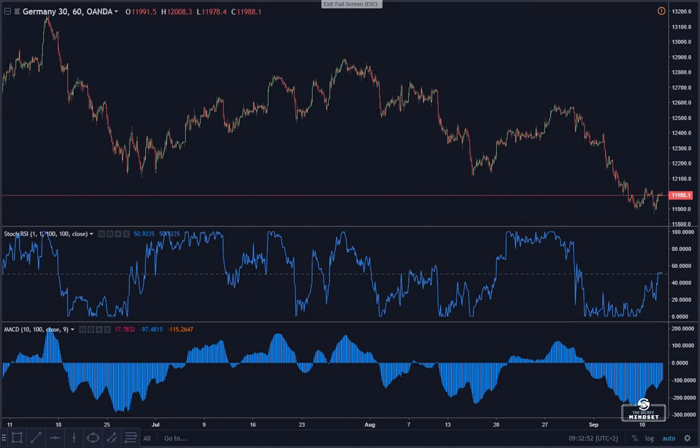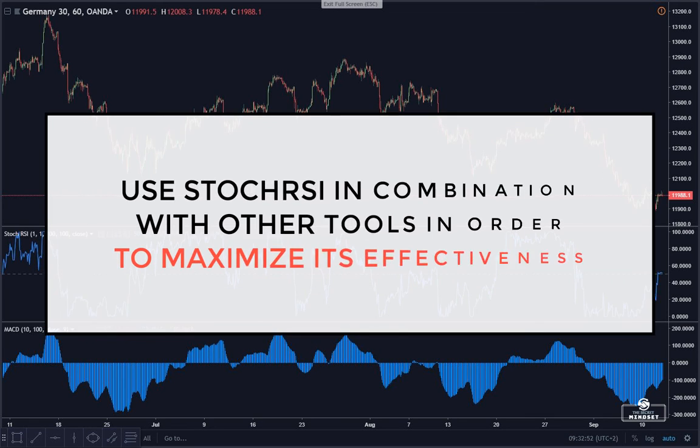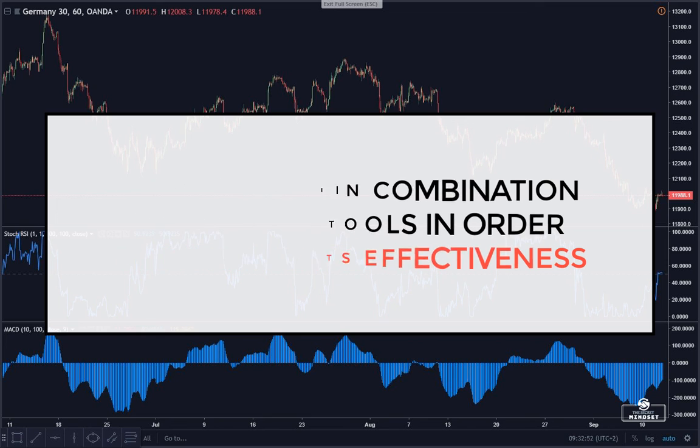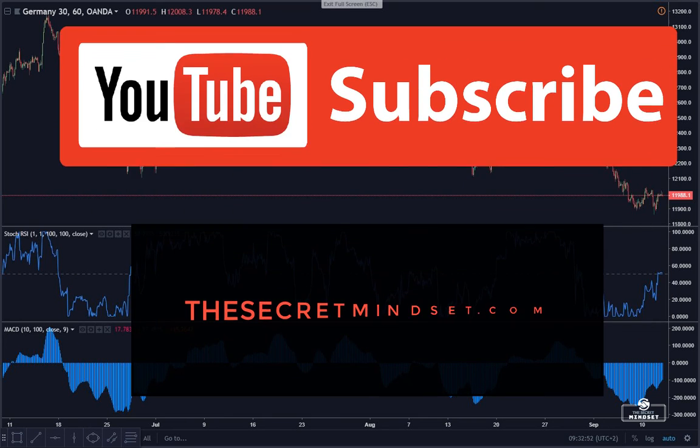As I was saying before, when day trading or swing trading with a stochastic RSI, we must use it in conjunction with other technical indicators or chart patterns in order to maximize its effectiveness.